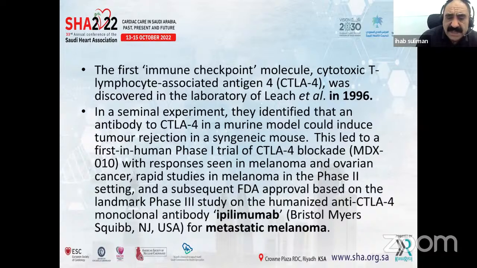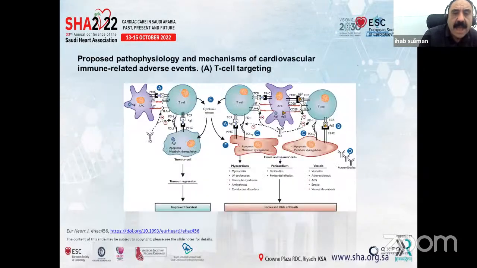The first agent was used in 1996 to treat metastatic melanoma, a drug that was discovered by Bristol Myers in 1996, and eventually they got FDA approval. And this is the mechanism by which the new cancer therapy, when it activates the immune system, can cause adverse risk on the cardiovascular system.